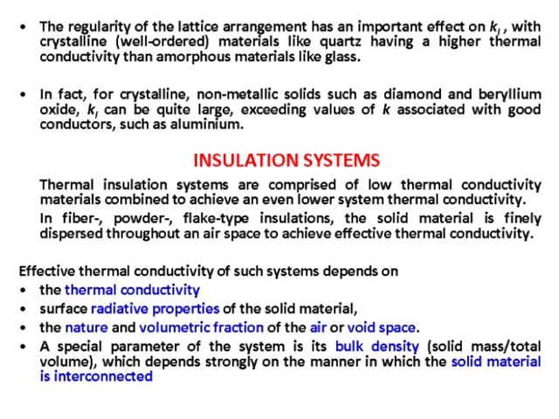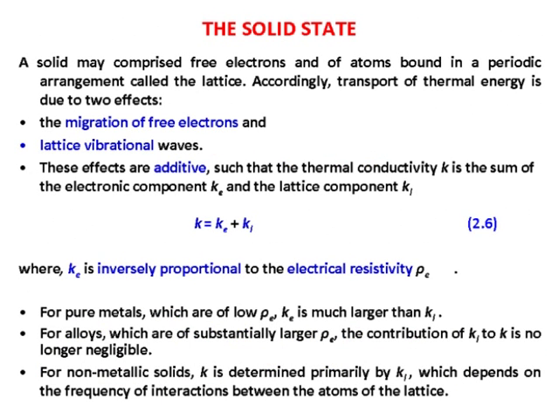Just to recap what I said in the last transparency: for the solid state, the thermal conductivity is because of k_e and k_L. For pure metals, k_e is significantly large, basically because of the free electrons. k_L is the lattice arrangement, that is how the molecules are arranged, whether they are in FCC or BCC. So for quartz, that is for non-metals, k_L is larger than k_e. For alloys, k_L takes over, or k_e and k_L will be of the same order.